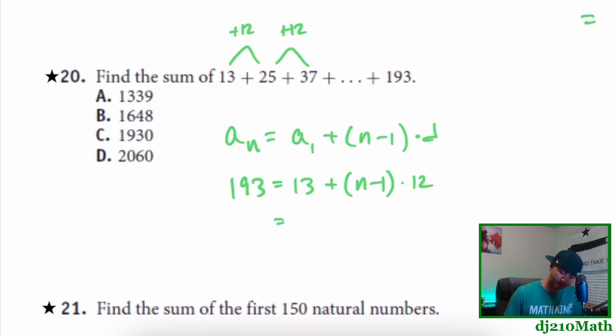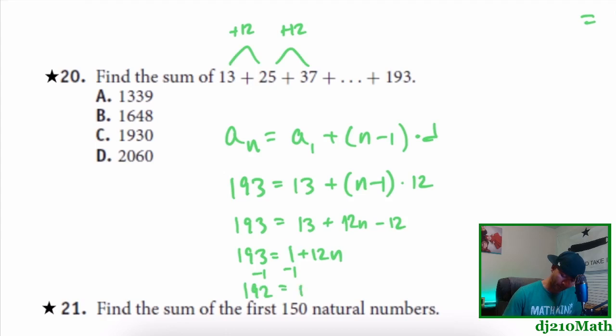So this would have been 13 plus distribute 12n minus 12. Oh, that's nice. Combining the like terms, 12 minus 13 minus 12 is 1. Minus 1, minus 1. So 192 divided by 12. That's got to be a whole number. Right? So n is equal to, well, 144, is 12.